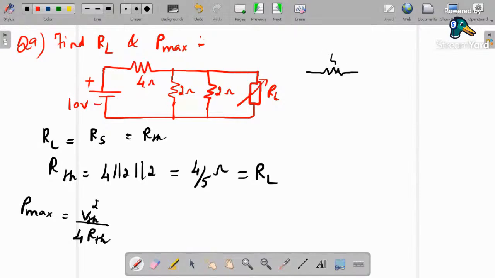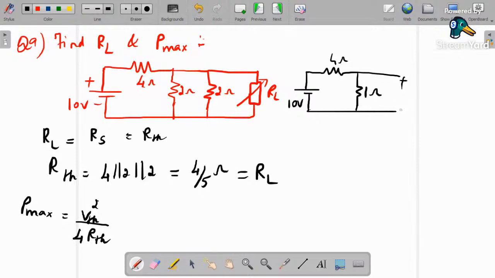This is 4 ohms. This is 10 volt. Since these two voltage drops are in parallel branches, I convert the two parallel resistors to an equivalent. So 2 ohms connected in parallel can be replaced by a single 1 ohm resistor. Across this we have an open circuit.